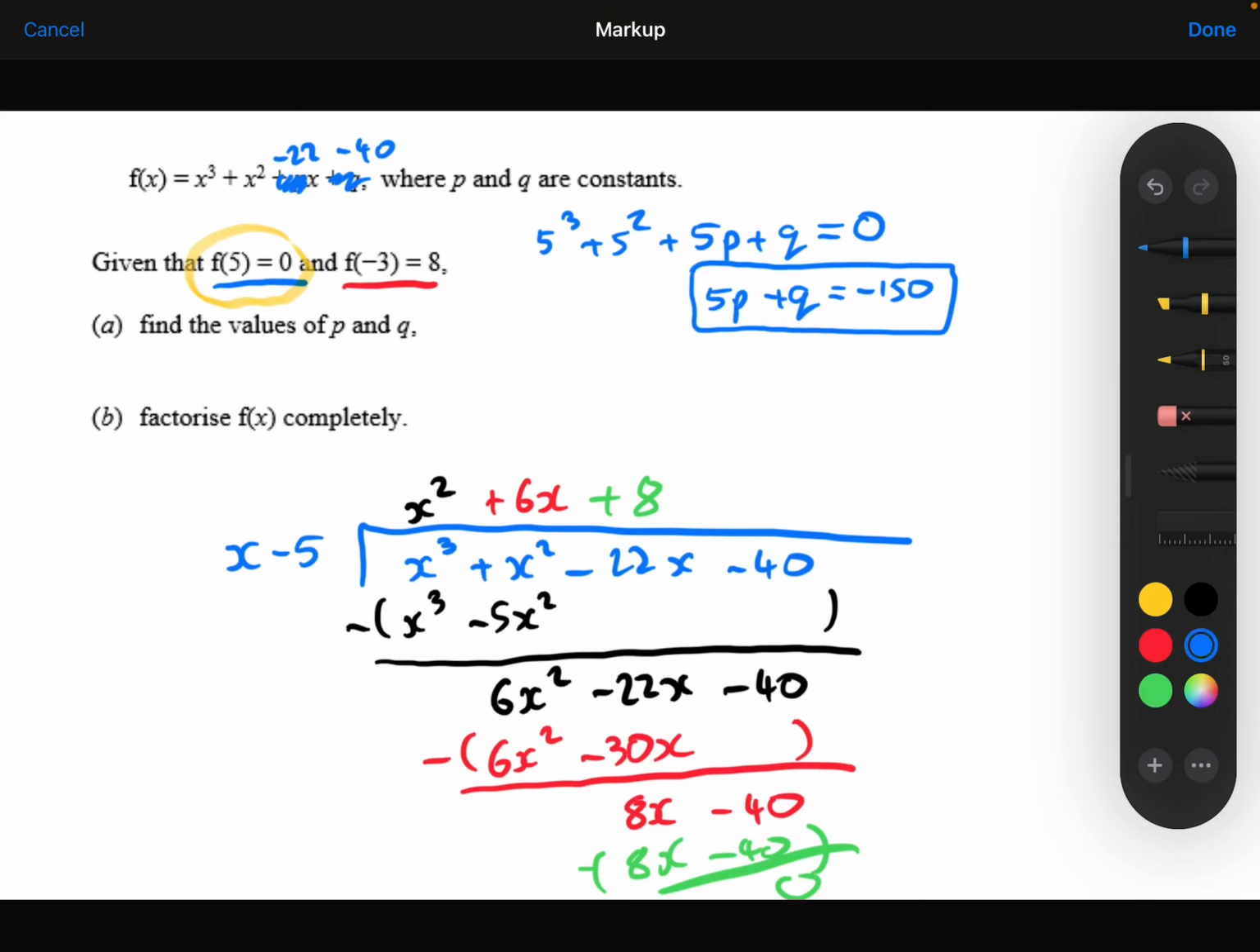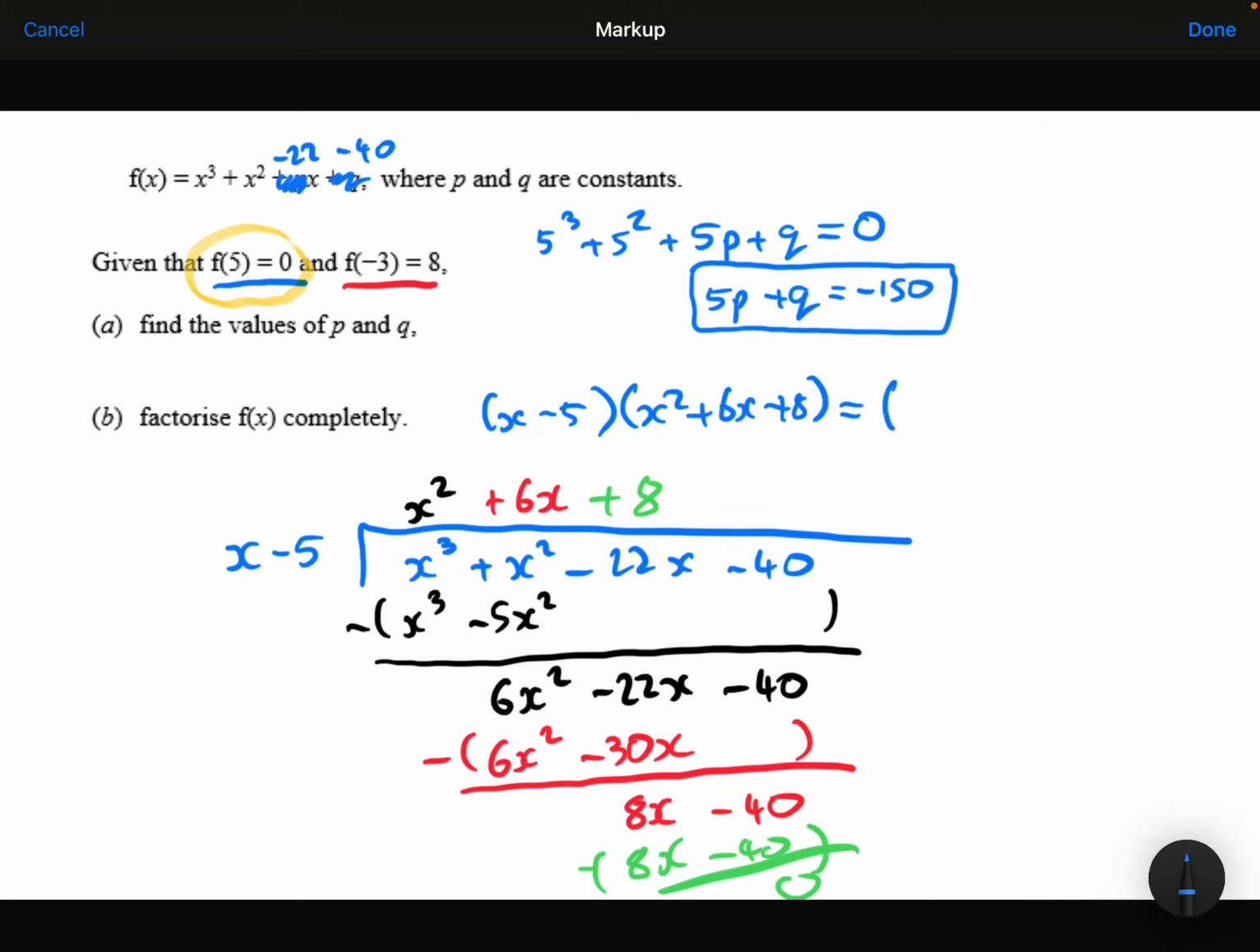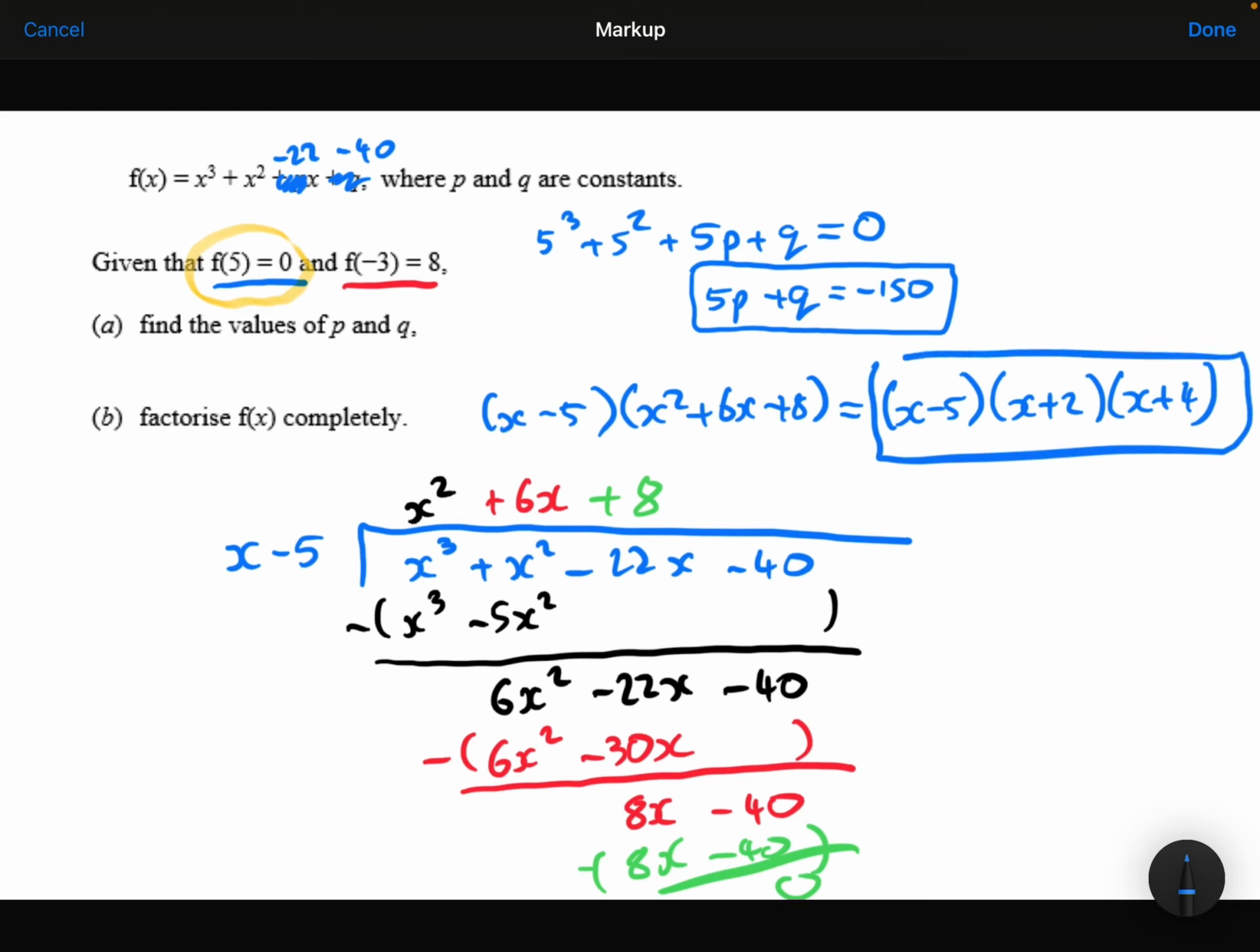So we can now say that f of x is x minus 5 times x squared plus 6x plus 8, which can be factorised further into an x plus 2 and an x plus 4. And this is now completely factorised.